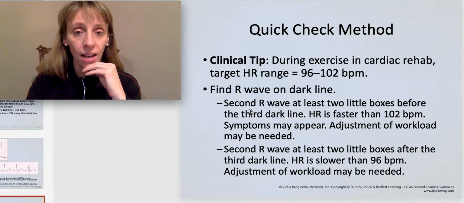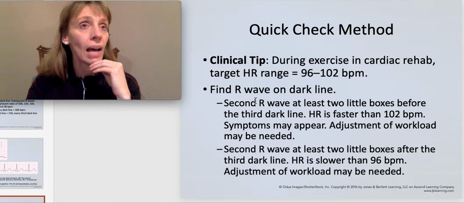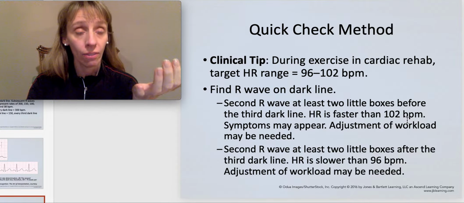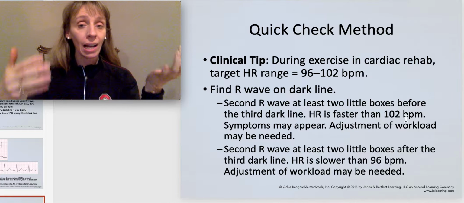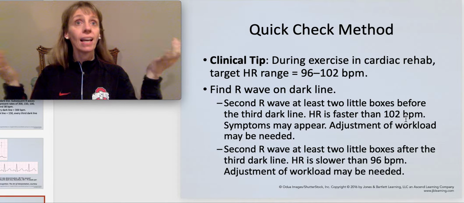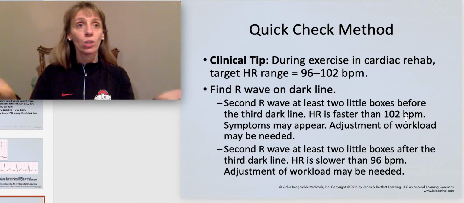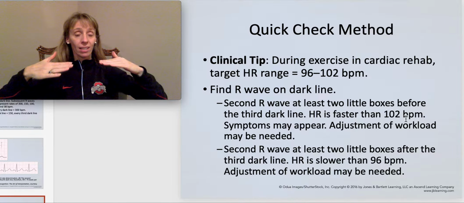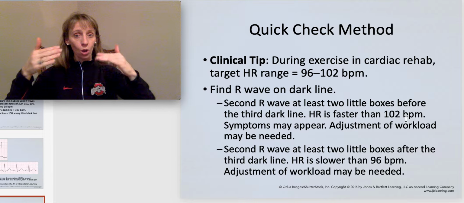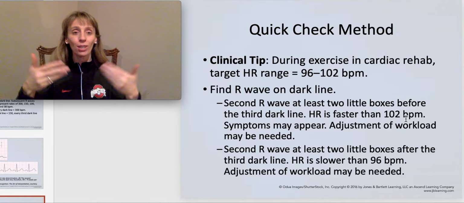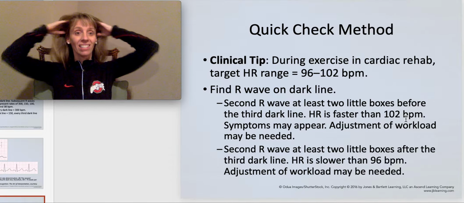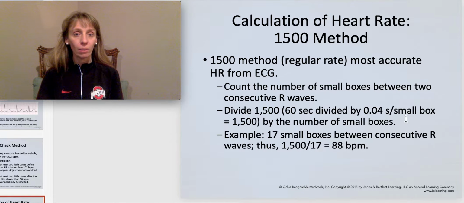So we find the first R line on that dark, we count, and we notice that the heart rate is now higher than 102. So you've got to make that clinical decision and say, okay, the intensity that this patient is working at is higher than his heart rate range. I need to lower the intensity. Does that make sense? So we're checking the heart rate for many reasons. For one, in the exercise environment, we're checking this to make sure that the intensity is adequately prescribed.